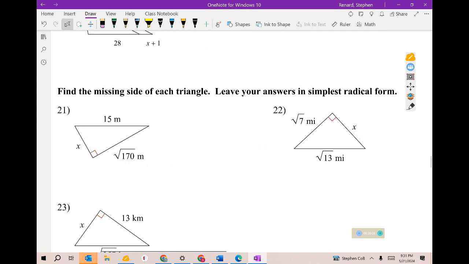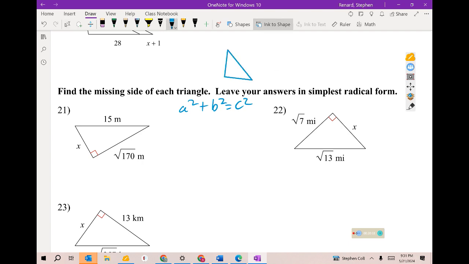Find the missing side length of each triangle. Leave your answers in simplest radical form. Okay, so remember, these are right triangles. Two things should we always think about when we deal with right triangles? The first is the Pythagorean theorem. A squared plus b squared equals c squared. And remember, in order for that to be true, you've got A, B, C, where C is always the hypotenuse. So if we were going to do this, it would look something like this.